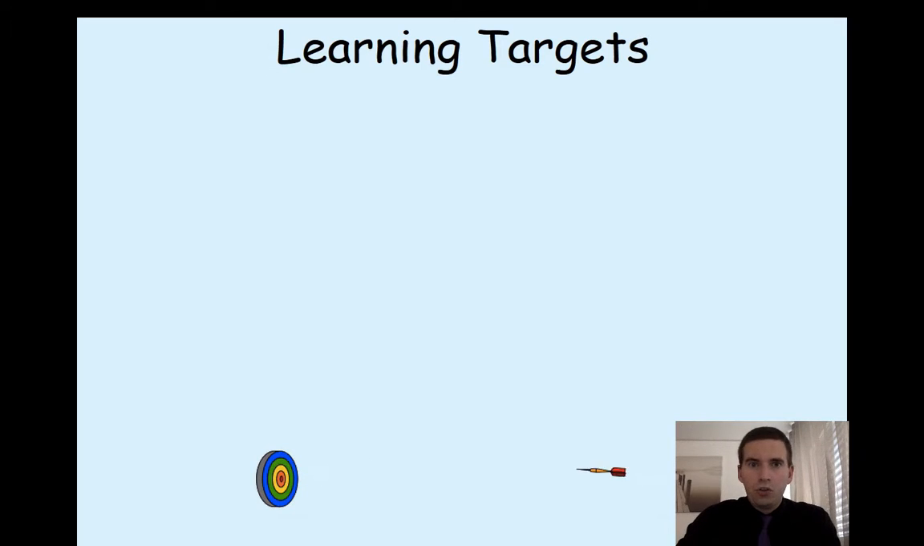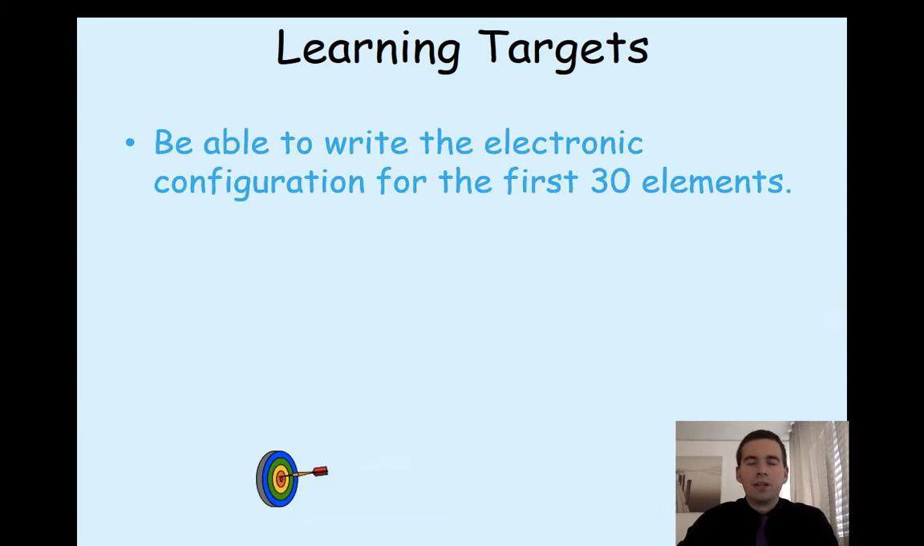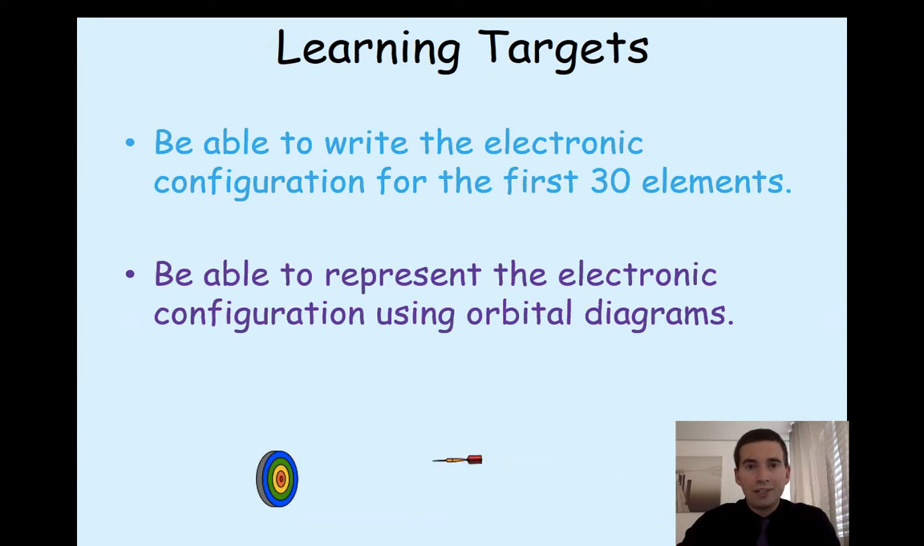Okay, that was quite a long video, but these are the fundamentals. Content in this video always comes up in exams, so make sure you know how to do this. So hopefully you can now write the electronic configurations for the first 30 elements and be able to correctly fill in the orbital diagrams.